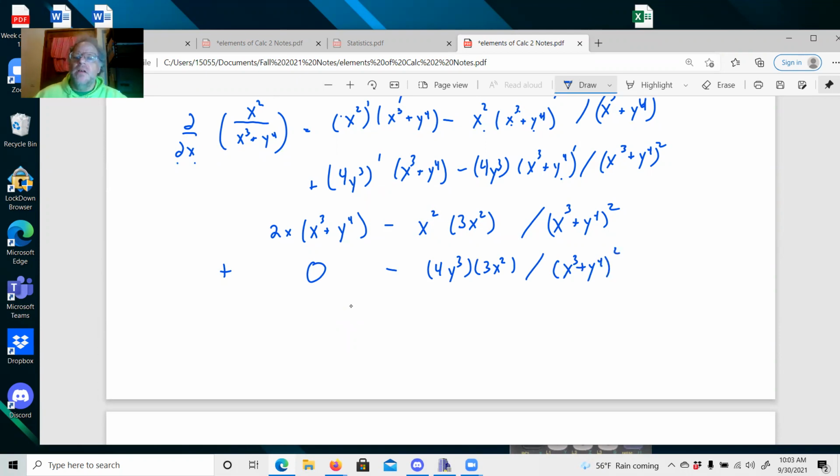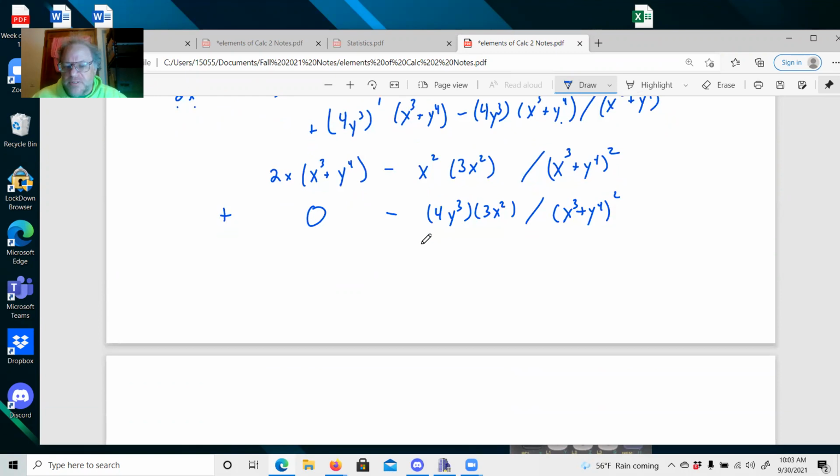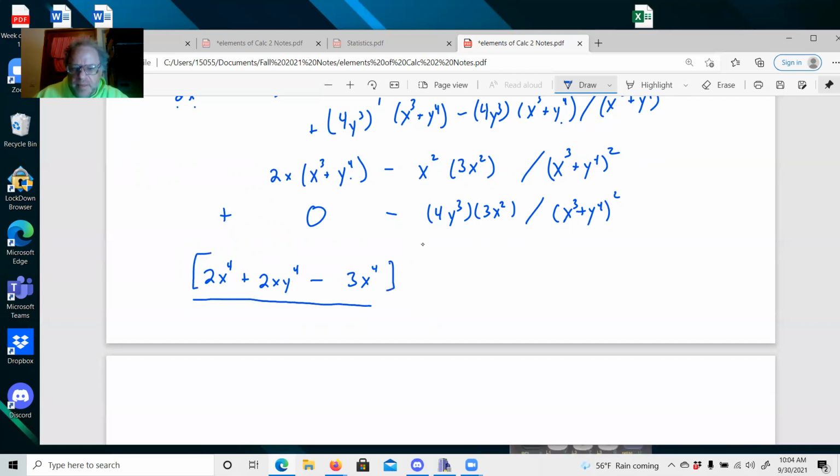So now we're starting to get ready to put this stuff together. We have 2x to the 4th plus 2xy to the 4th minus 3x to the 4th, and this is all divided by x cubed plus y to the 4th, squared. Do yourself a favor, never multiply this out unless people specifically ask you to.